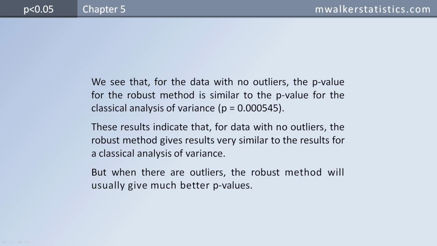We see that, for the data with no outliers, the p-value for the robust method is similar to the p-value for the classical analysis of variance, p equals 0.000545. These results indicate that, for data with no outliers, the robust method gives results very similar to the results for a classical analysis of variance. But when there are outliers, the robust method will usually give much better p-values.